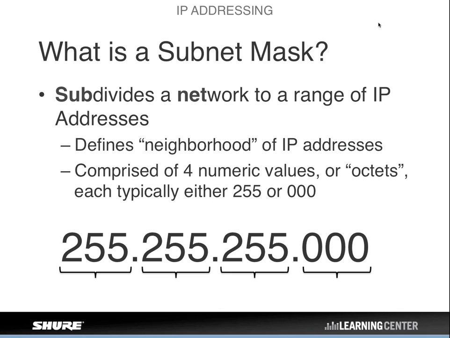Talking about its composition, it's comprised of 4 numeric values as well. Each octet, though, instead of ranging anywhere from 0 to 255, typically you'll see subnet masks with each octet being either 255 or 0. And there's a very explicit meaning that both of those values have. I think the next slide gets into this?